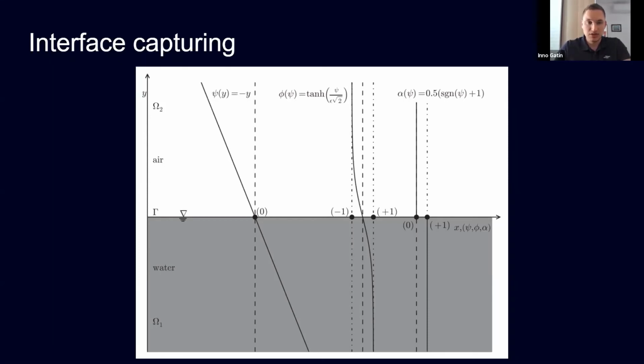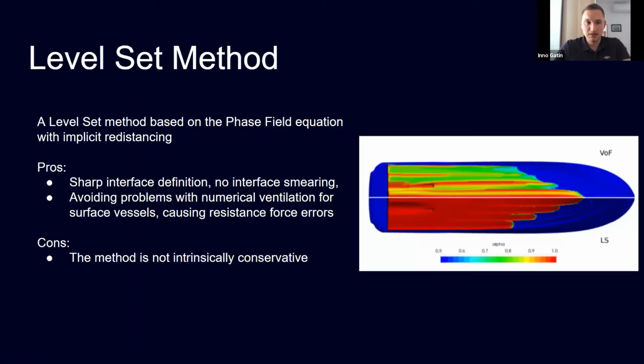There are some advantages and disadvantages of both of these methods. We're going to go through them now. The main advantage of the level set method is that it gives you a sharp interface definition, so you don't need to worry about smearing of the interface, and especially the problems that this can lead to, namely ventilation in some cases, especially for high-speed crafts, as you can see on the screen here on the top half of the image.